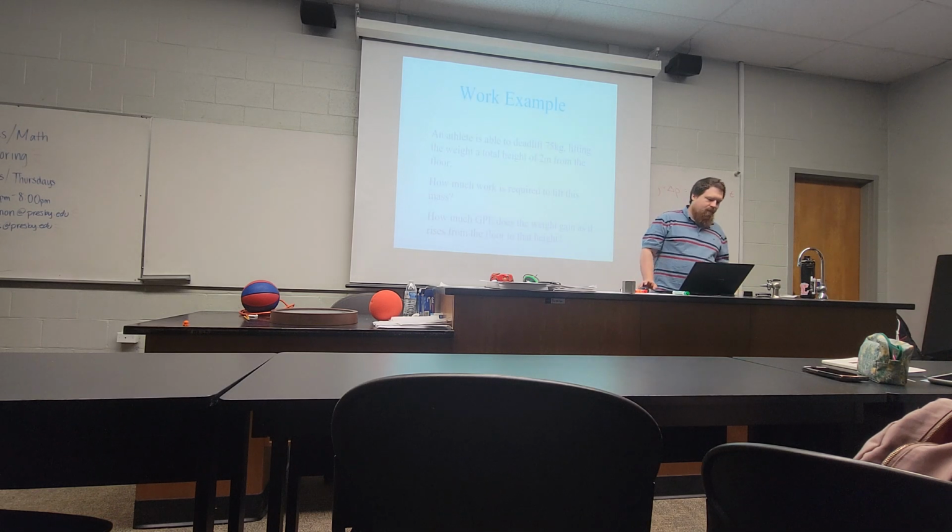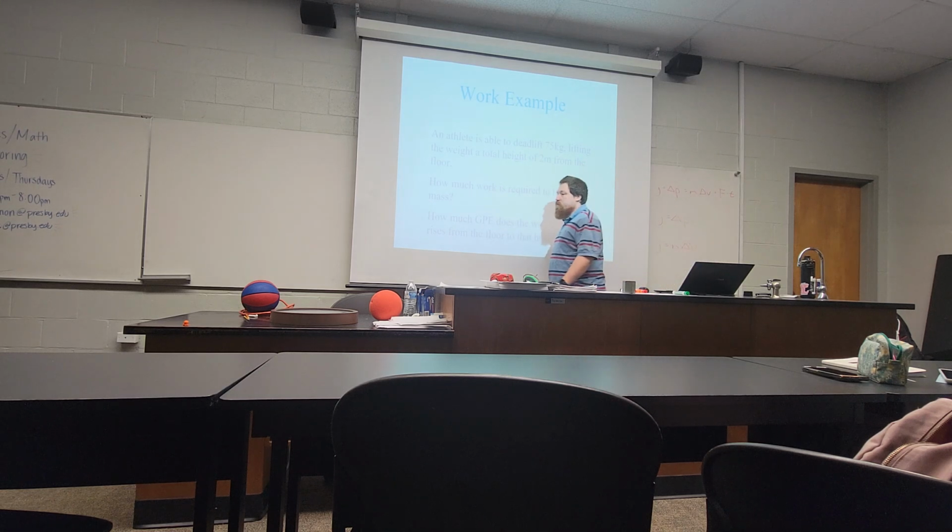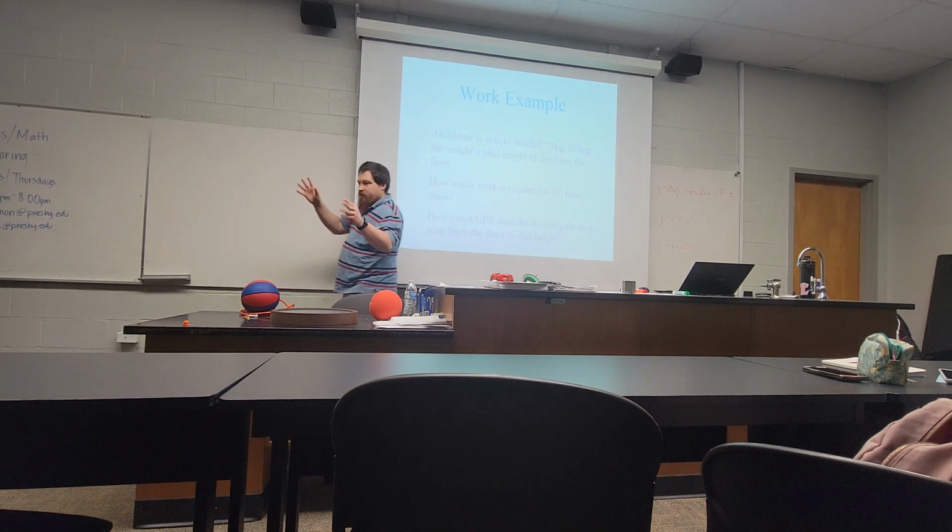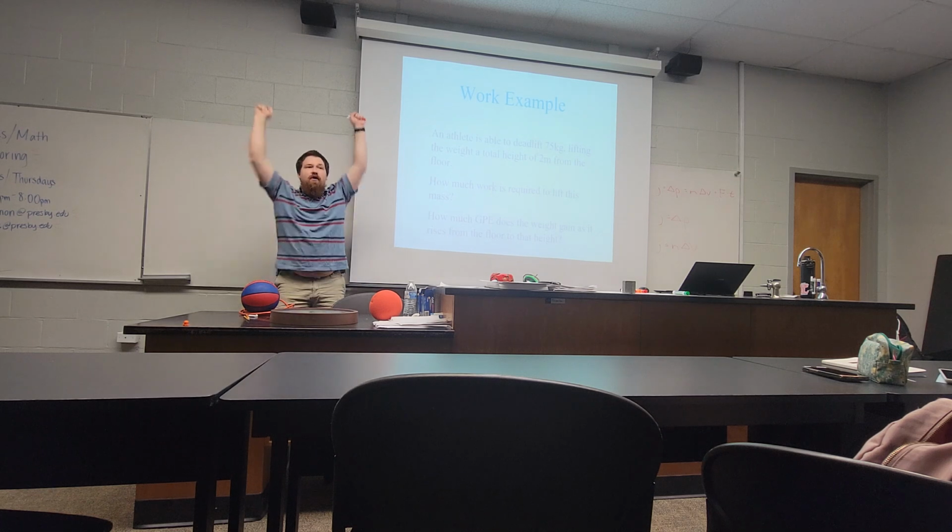So, just to summarize the math, we're going to examine an athlete who is able to deadlift something with a mass of 75 kilograms, which, again, if you're not used to thinking in grams and kilograms yet, is a lot. That's possibly a whole adult human. Lifting the weight a total height of 2 meters from the floor. So, starts on the floor, then lift all the way up here.